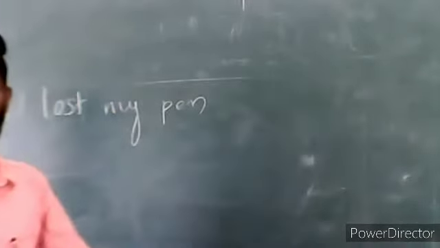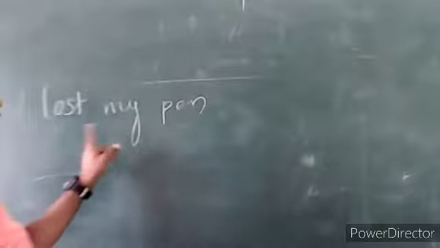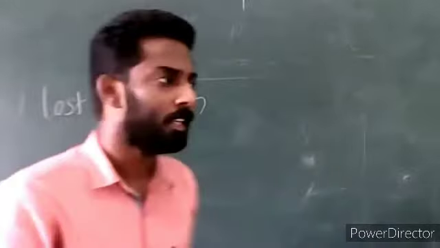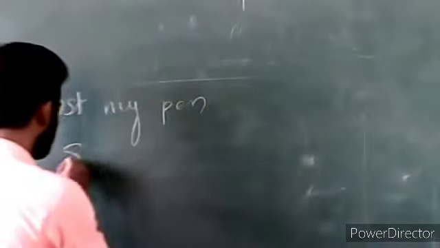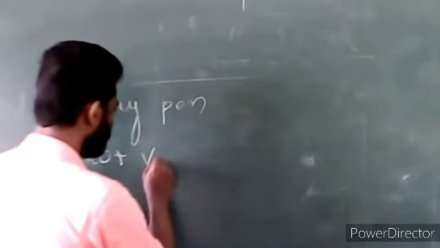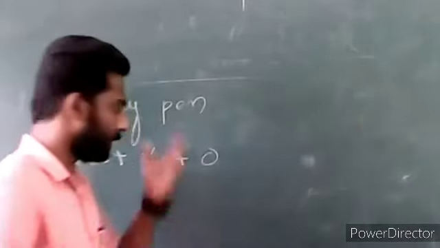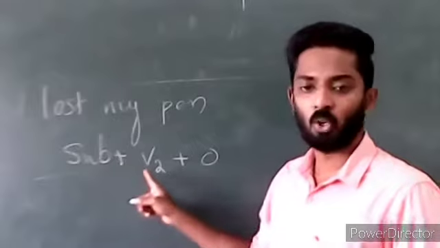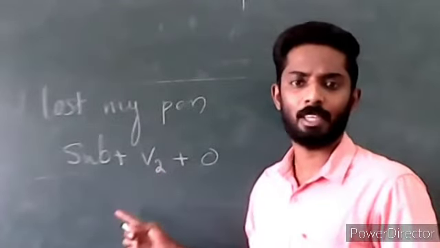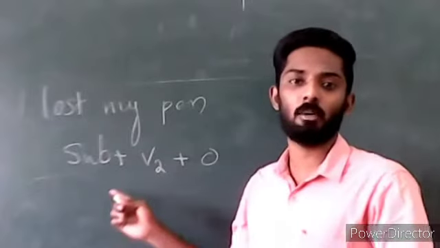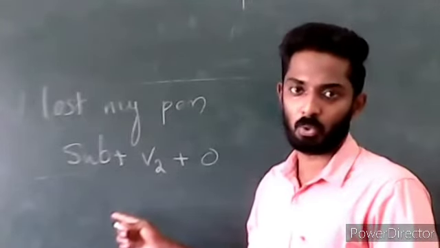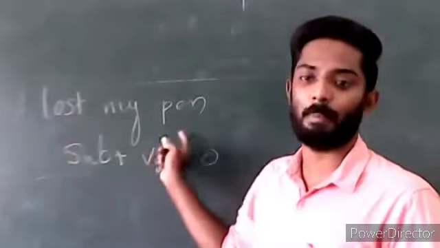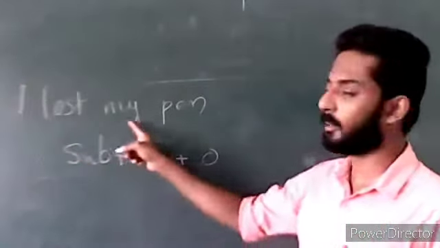I lost my pen. I think you can see this. I lost my pen. So the structure of the sentence is subject plus V2 form. What do you mean by V2? It is the second form of the verb, or the past form of the verb, known as V2, and then the object. I lost my pen.